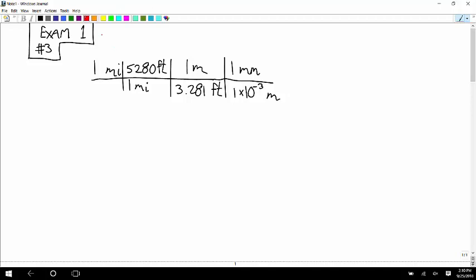And so now the miles are gone, the feet are gone, the meters are gone. And so if you take 5280, this is the same as times 10 to the third divided by 3.281. You get something like 1.61 times 10 to the sixth.